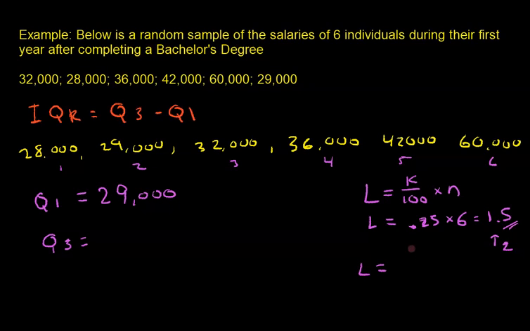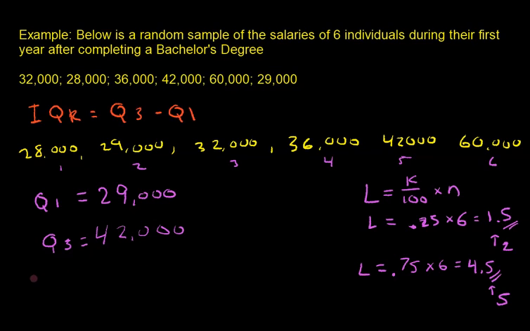Okay, the third quartile would be 75 divided by 100, which is 0.75 times 6, which is 4.5. That's also a decimal, so round it up to get 5. The fifth observation is 42,000, right?